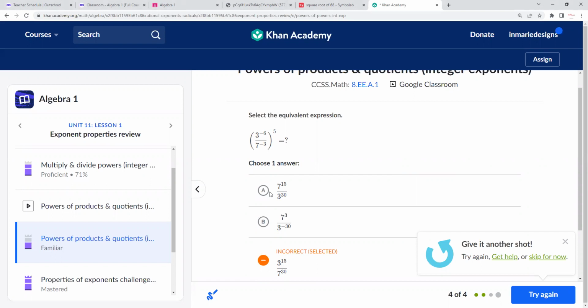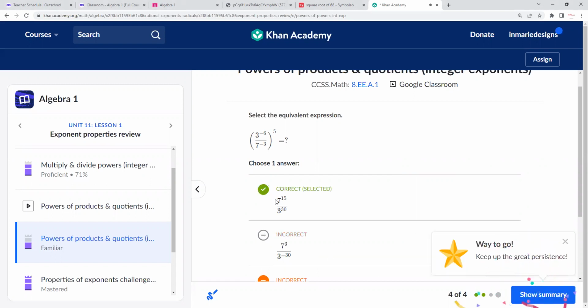Did I do that backwards? Yeah, I did, sorry. It should be 7 to the... okay, so basically, maybe I should have written it out. So this is 3 to the -30, right? This is 7 to the -15th. If you applied that 5 to both of them, then you flip it and they become positive.